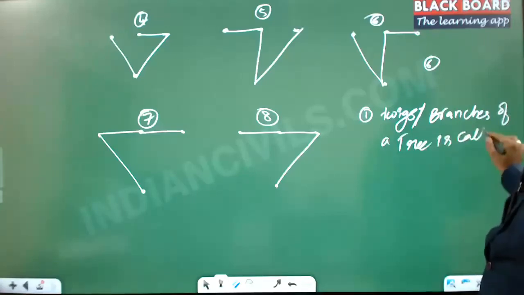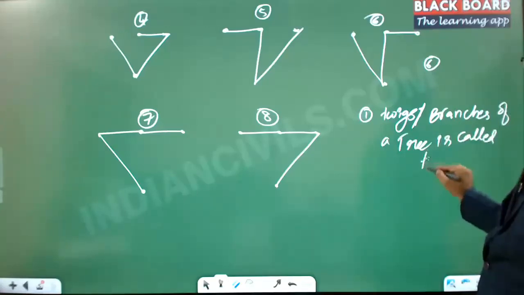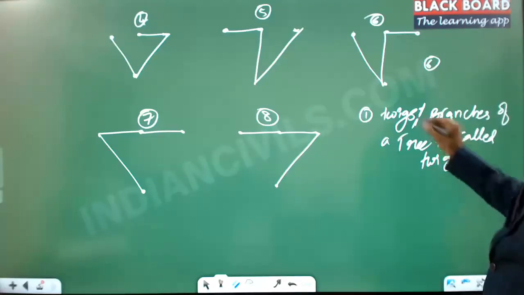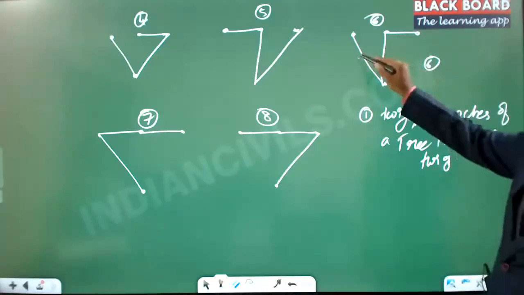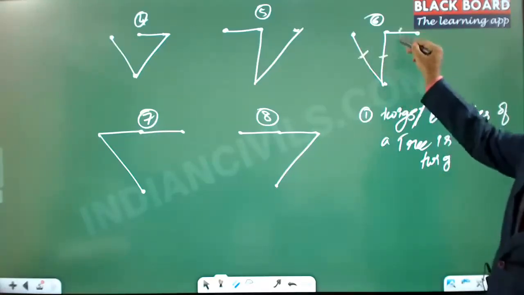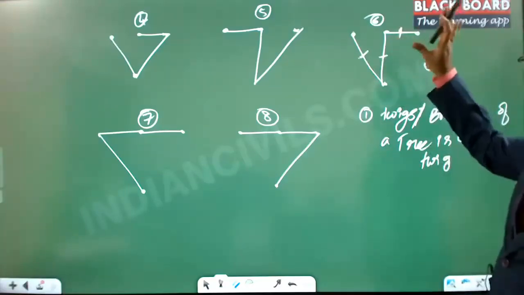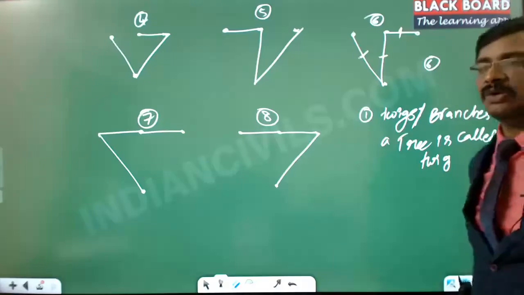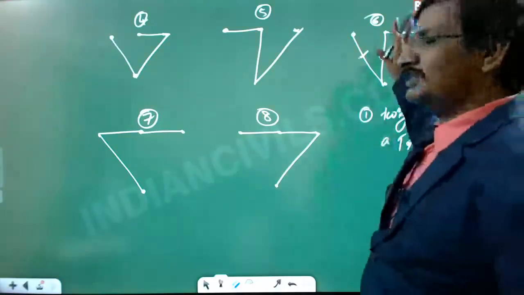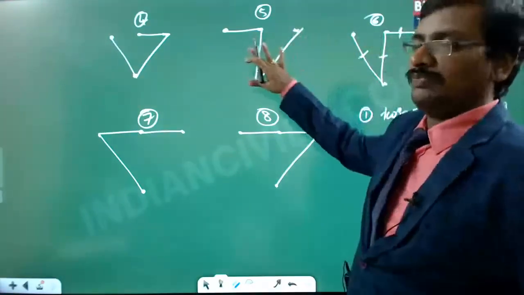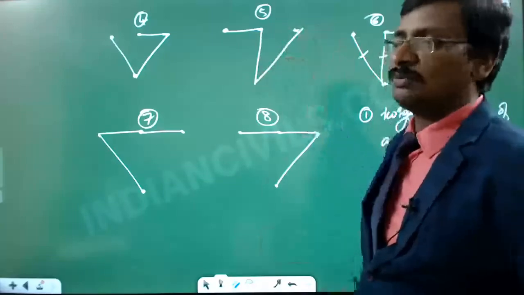This is called a twig. So all these branches, this is one twig, this is one twig, this is one twig, right? So these are the twigs for this particular tree. Twigs are related to a particular tree. The twigs of this tree may not be the twigs of this one. Got it? So twigs are related to one particular tree.